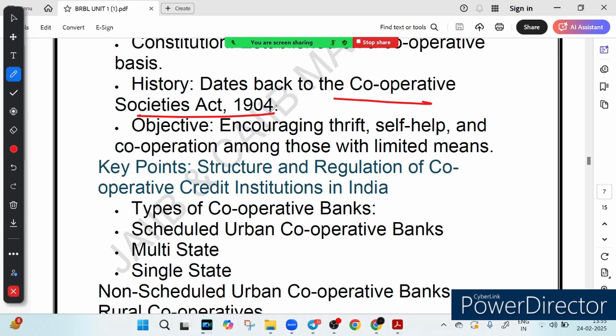So there you have it, all the major types of banks in India and how they are formed. It is a mix of government-owned, privately owned and community-based institutions, all working together to provide banking services to different people in India. Now let's discuss some key points here.